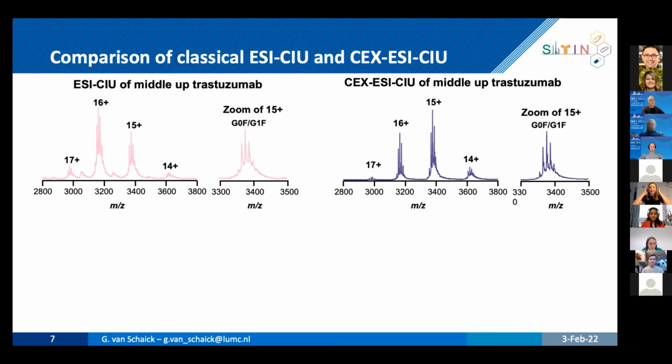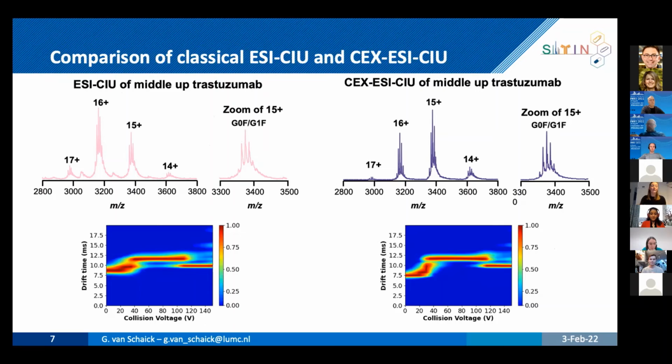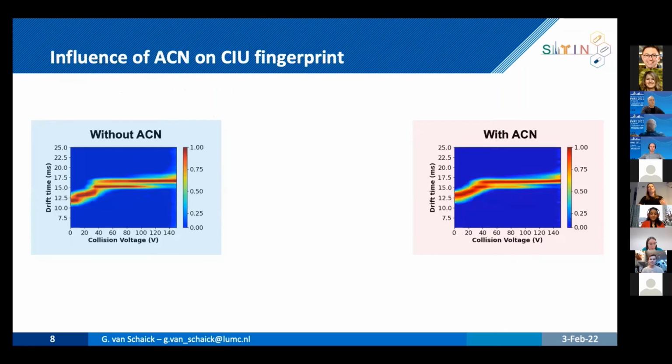We then wanted to compare if our separation dimension induces some changes in the conformation by comparing it to a conventional approach, which uses direct infusion in an electrospray source. Here you see the data of middle of trastuzumab. And even though we see some differences in the fingerprints, the overall key voltages or the key features are quite similar still.